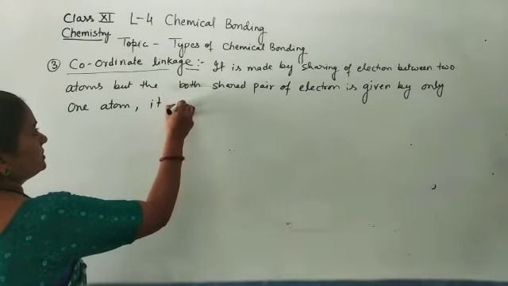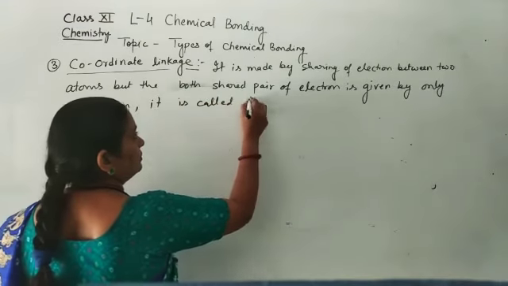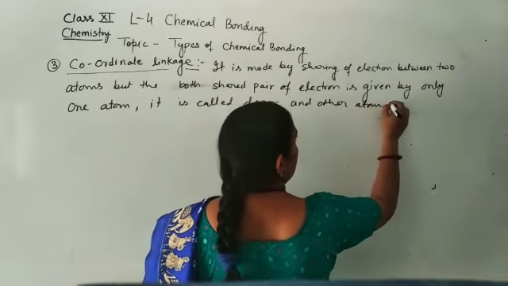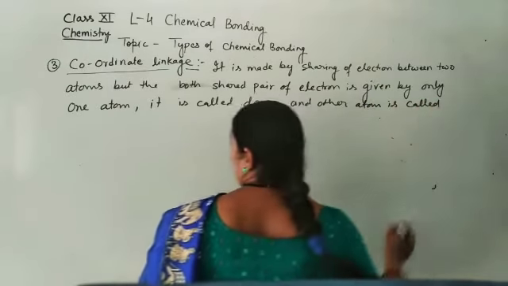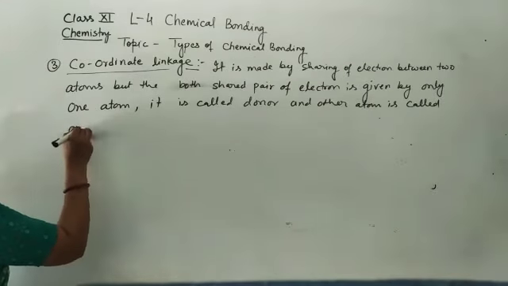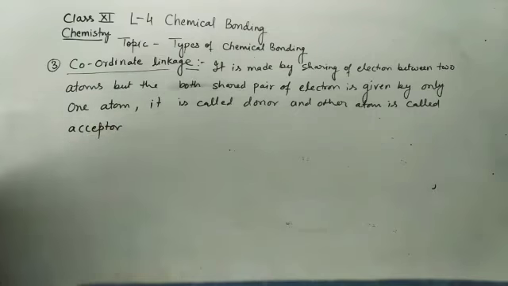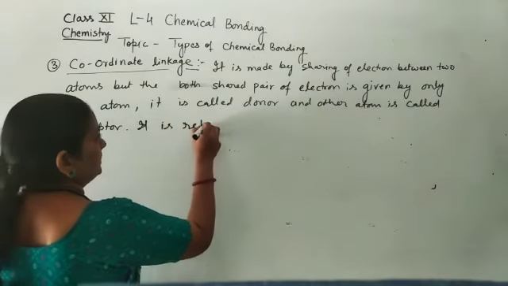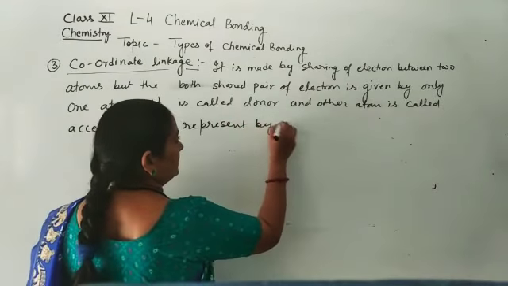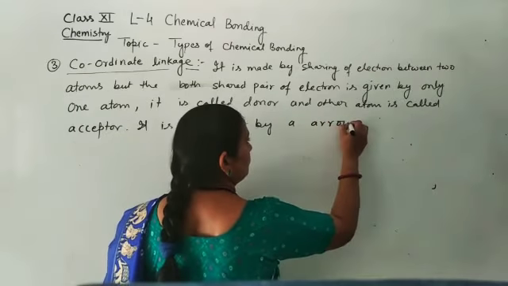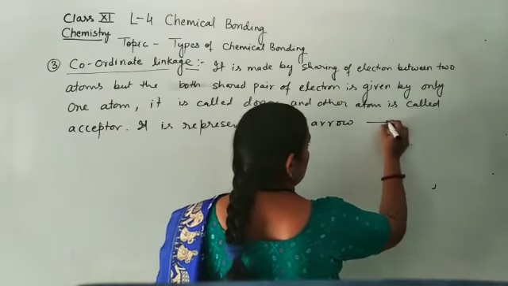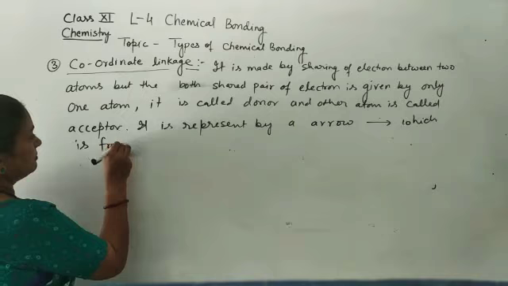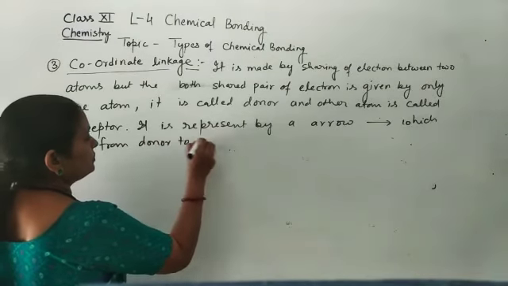It is called the donor, and the other atom is called the acceptor. It is represented by an arrow which is from donor to acceptor.